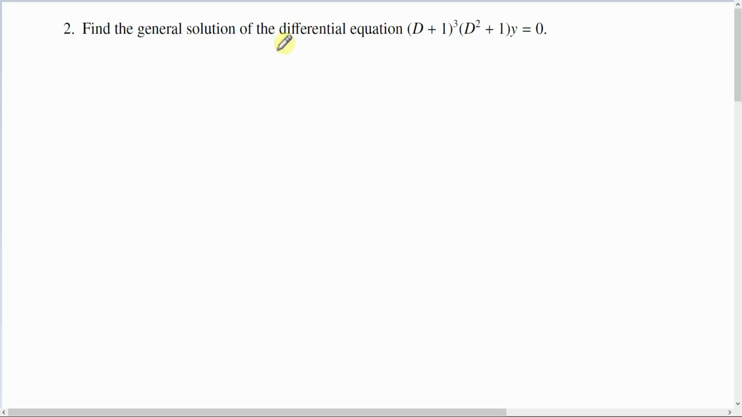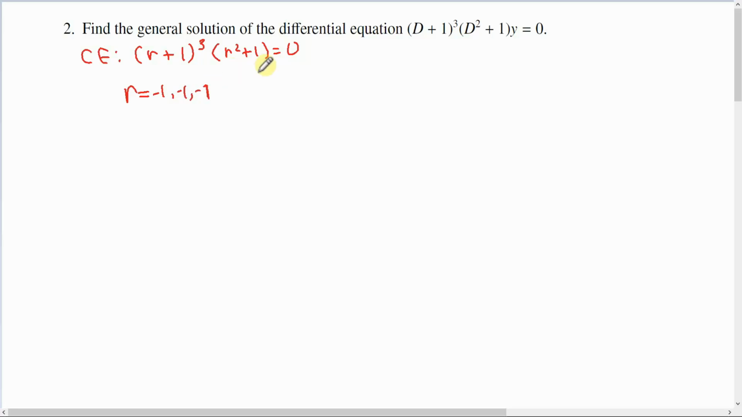Number 2, I have to find the general solution of this differential equation, and notice it's using that differential operator notation, but that makes it easier because I can see the characteristic equation is essentially the same as my differential operator notation. I get a characteristic equation of (r + 1)^3 (r^2 + 1) = 0. And so I know that I get r equal to -1 three times. I'll go ahead and write it three times.